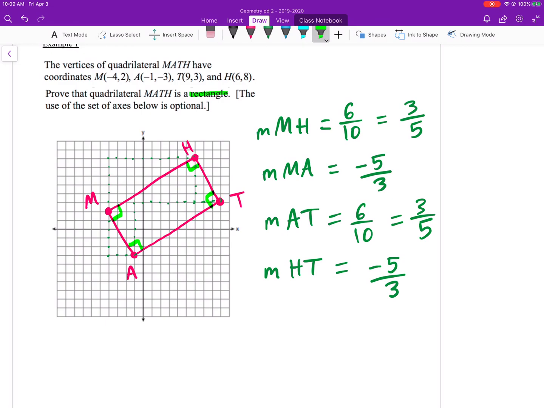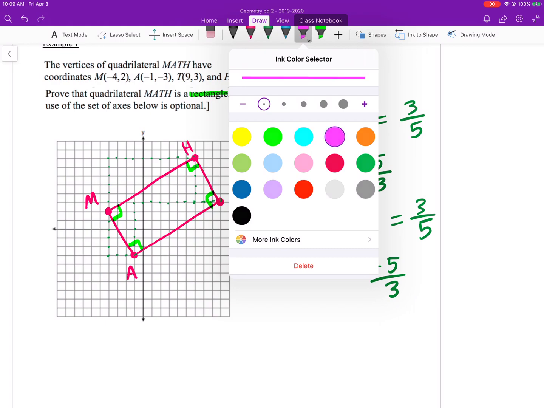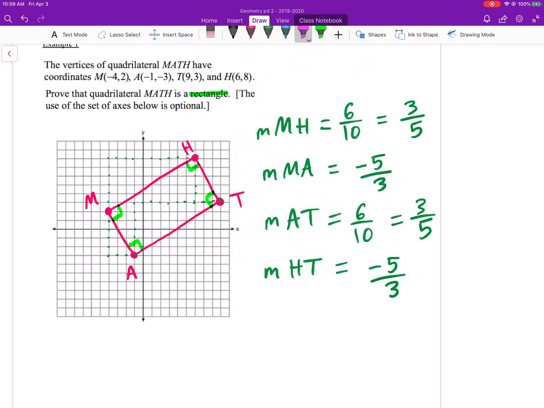Now, consecutive sides, that's really my main goal for you to understand today. So that's MH and MA. Those are consecutive sides. Okay, they're next to each other. They're kind of like back to back. Those have opposite reciprocal slopes. Okay, one of those slopes is 3/5. Another one of those slopes is negative 5/3. So those are consecutive sides.